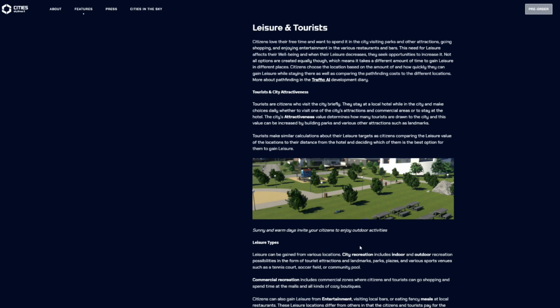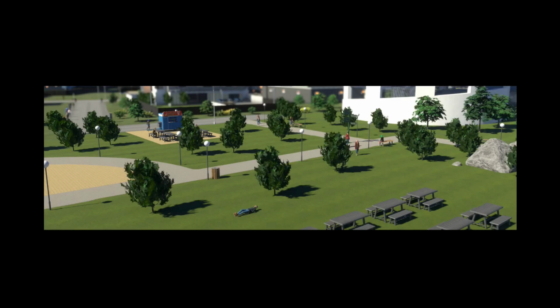Sunny and warm days invite your citizens to enjoy outdoor activities. Cool. And so this is something they talked about before. On sunny days, you will actually see people out doing more of the outdoor activities, and on rainy days or in the snow or what have you, you will see people acquiring their leisure via indoor activities more.